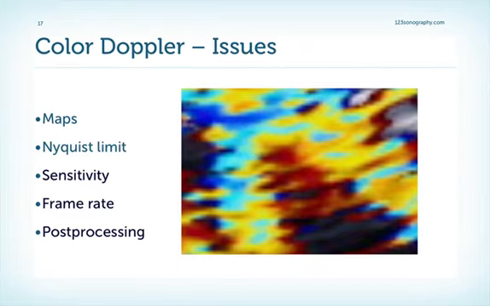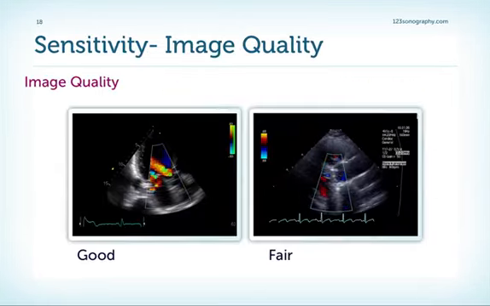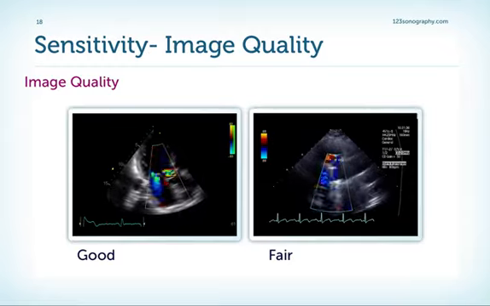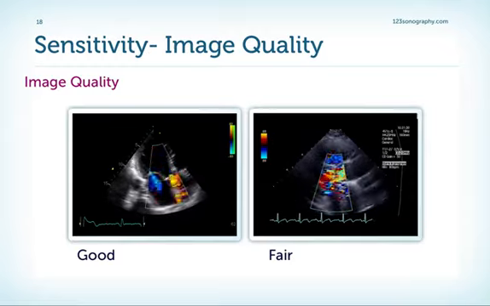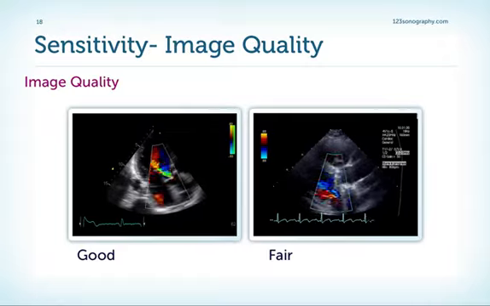Now, we already talked about two issues which are important in the way the color Doppler signal is displayed: the MAPS and the Nyquist limit. But there are many other factors which also influence the quality and also the sensitivity of the color Doppler information. And one is certainly the image quality. If you do not have a good 2D image, you will not be able to see the jets appropriately. So again, another reason to learn how to really image correctly.